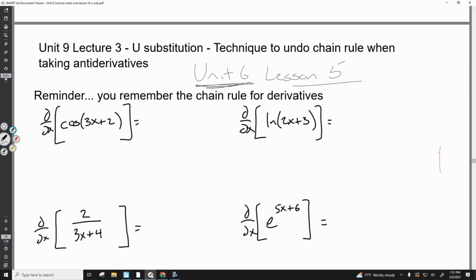Because what we're going to focus on are like that first function that I showed you. We're going to try to take the antiderivative by undoing the chain rule. Now we need to remember, and this is called U substitution. Think of this as undoing the chain rule to take antiderivatives.